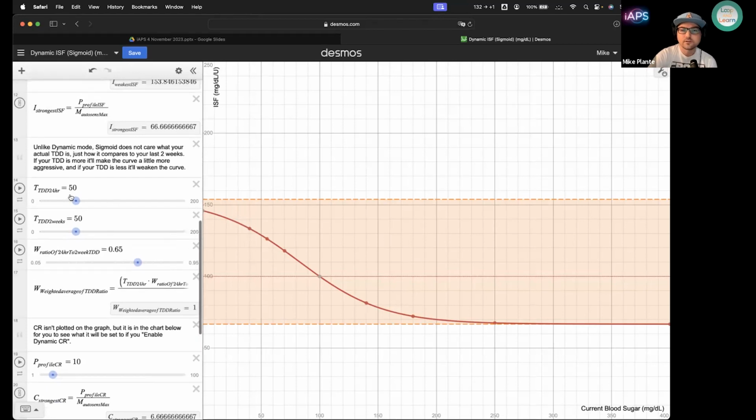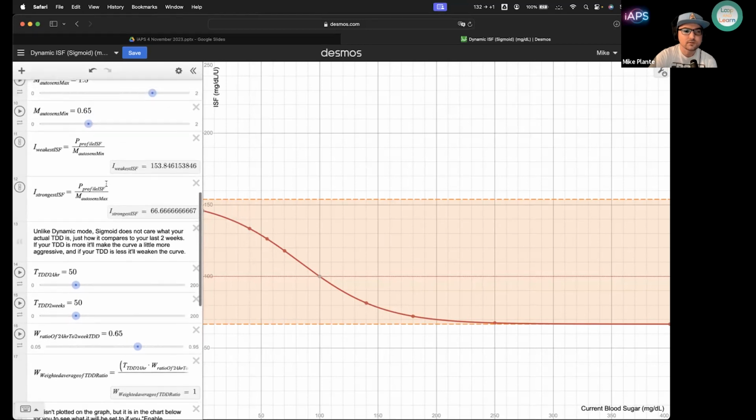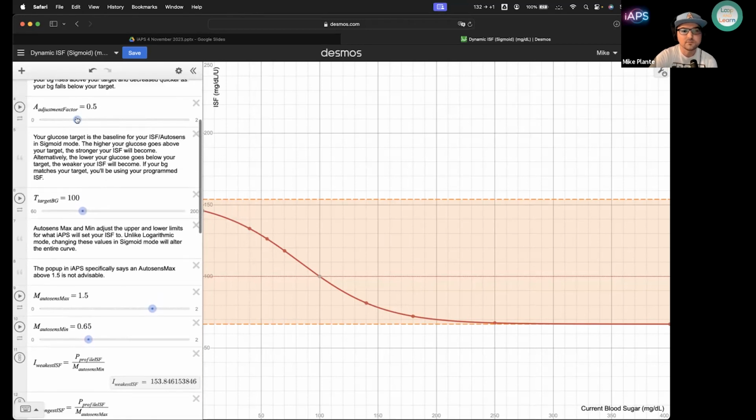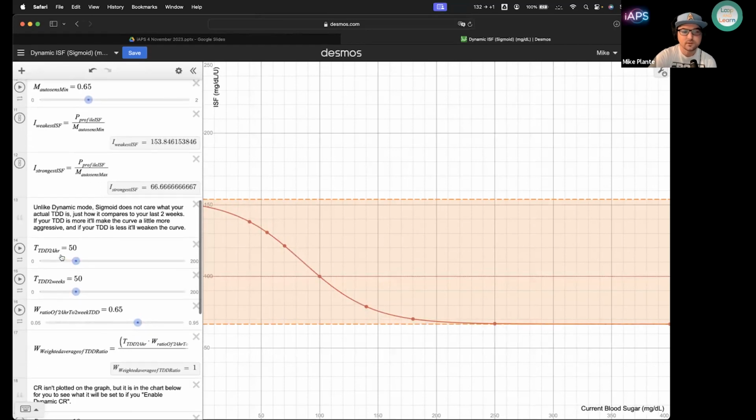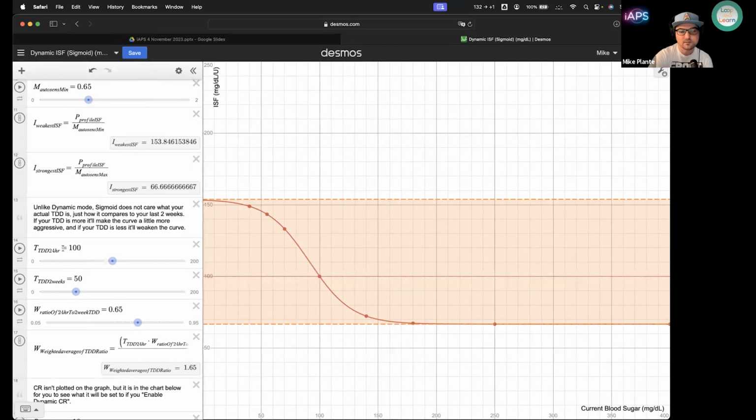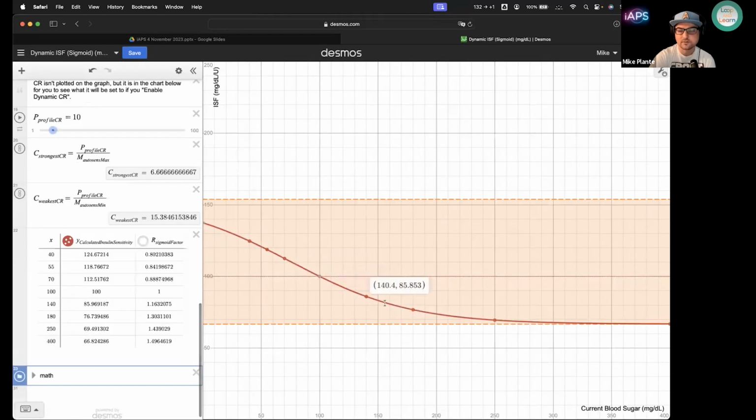So total daily dose for sigmoid, the way it affects it is kind of similar to how adjustment factor affects it. Adjustment factor will change the steepness of the curve, and the difference between your past 24 hours and the past 2 weeks will also affect it. So if you're using twice as much insulin this week, or the past 24 hours, as you did the past 2 weeks, it's going to raise and lower your ISF a lot faster. If you're using less insulin this week or this past 24 hours than in the past 2 weeks, it's going to make it a lot smoother and more conservative.